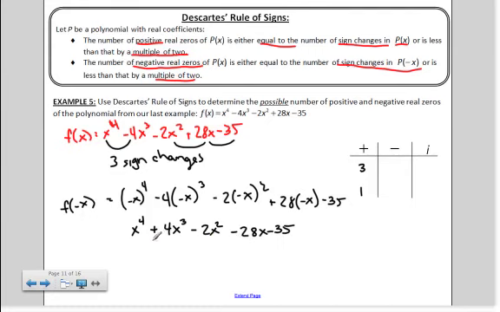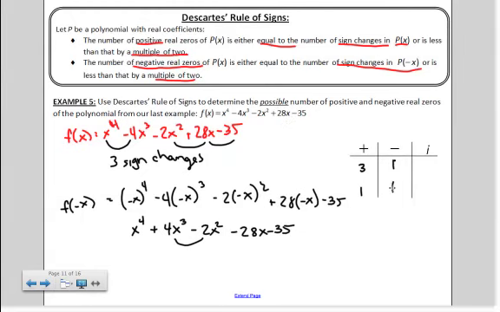Now let's count sign changes. From first term to second term, did it change? No. Second to third, yes. That's it. So what do we know? There's only one sign change. One sign change means one negative root.